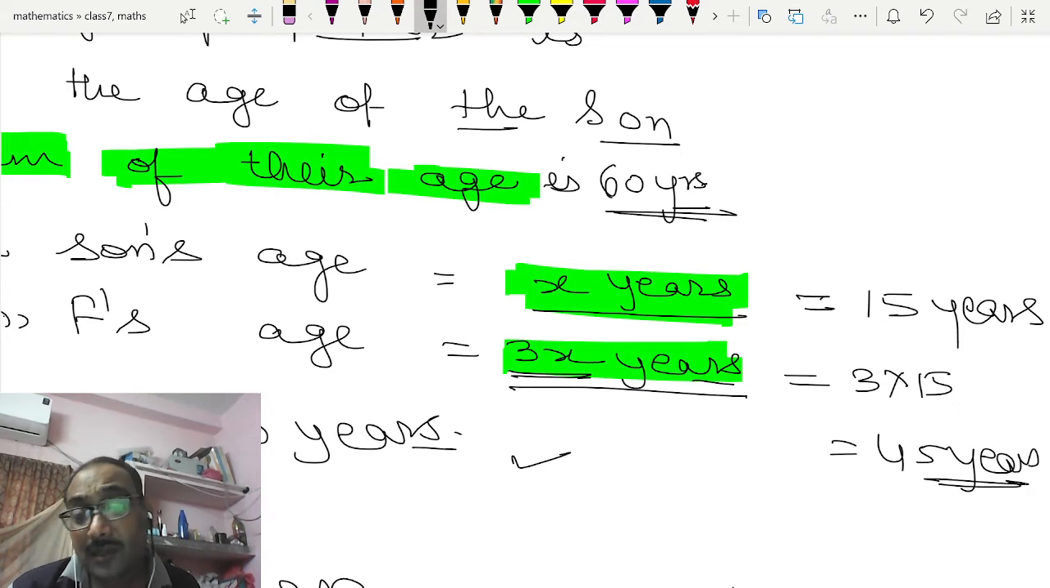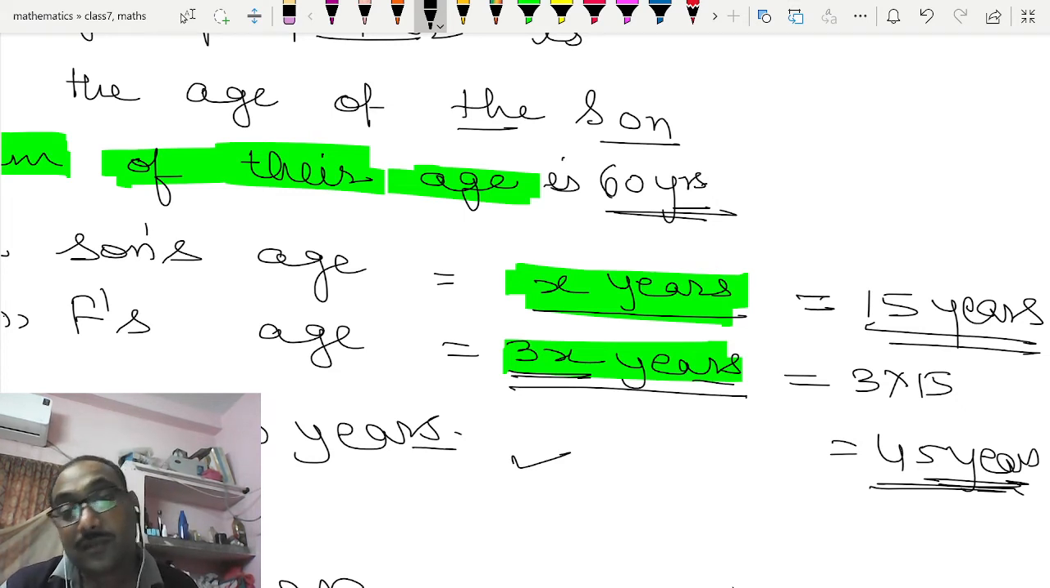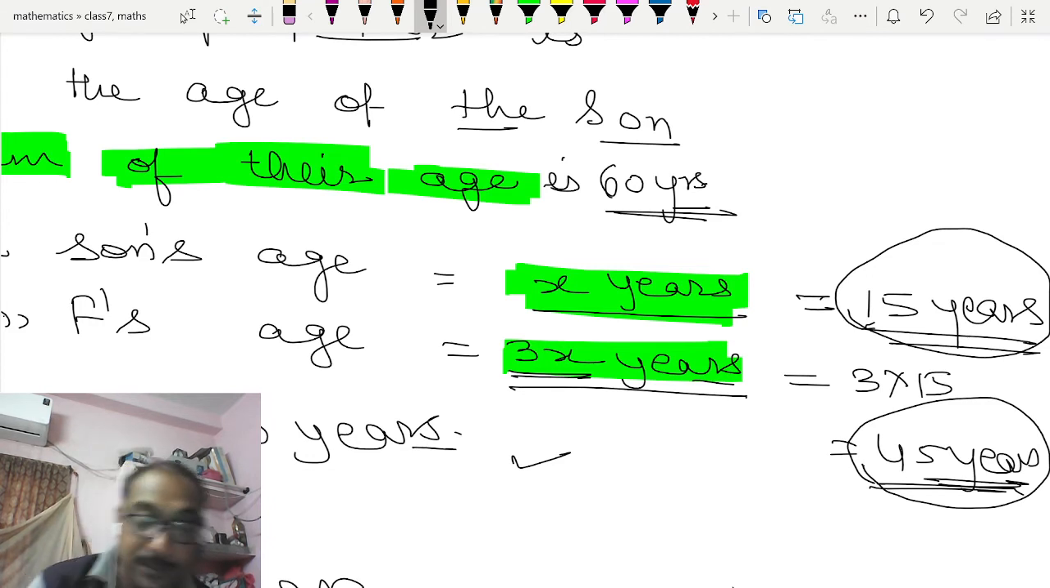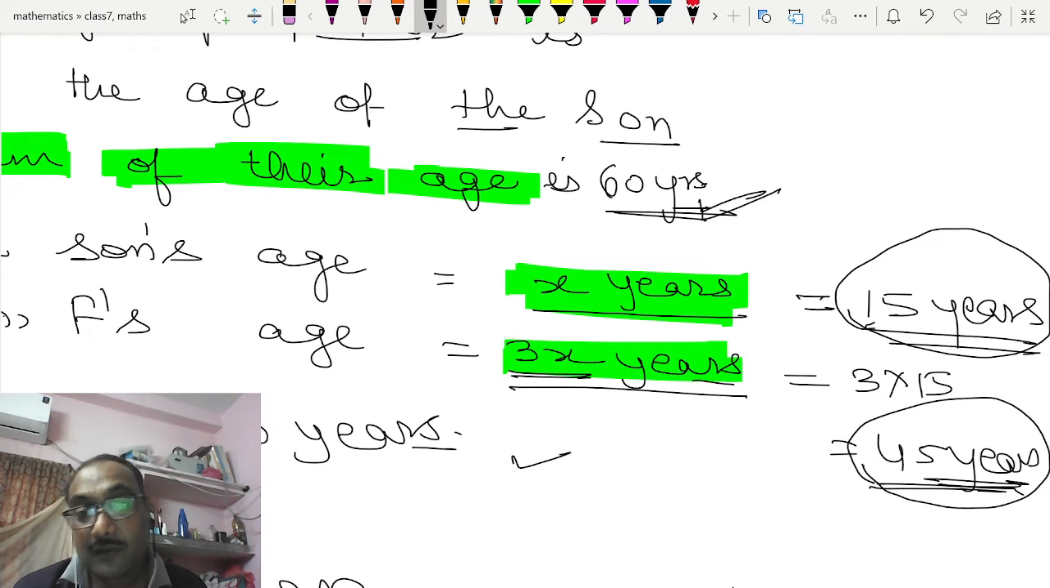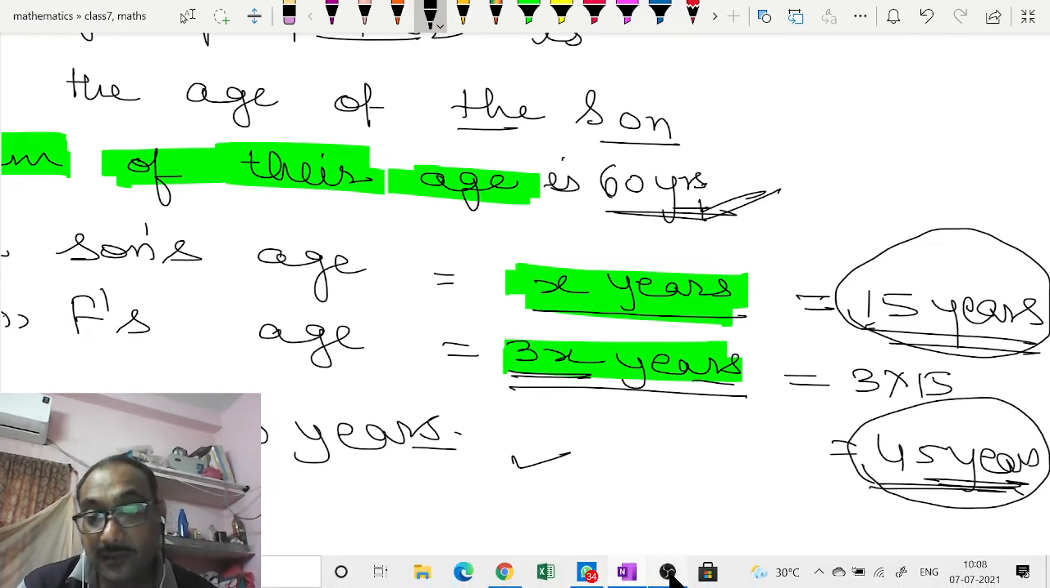But after completing this answer, we should not be very sure that the answer is correct without verification. So we will verify. How will you verify this question and answer? See, we are adding this 15 with 45. Tell me what will be the answer. You can calculate, 45 plus 15 is 60. So we are right. We have done the correct answers and it is correct.